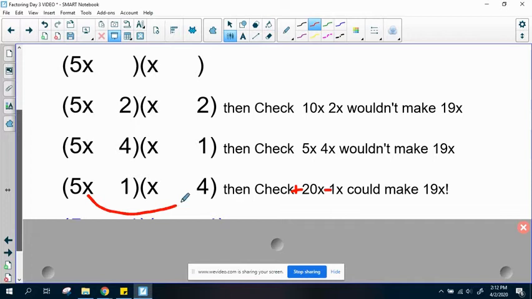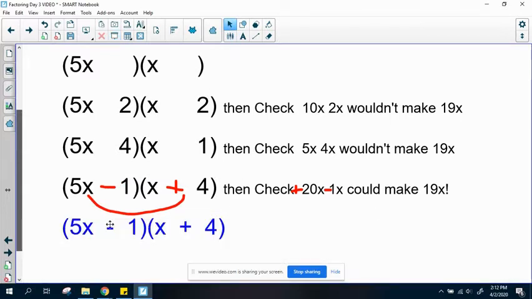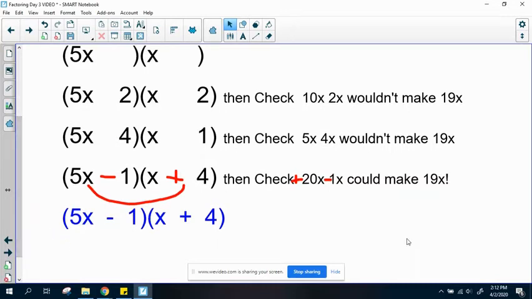20 came from 5 times 4. So this is where I'm going to put the plus, and this is where I'm going to put the minus. If you put it the other way, you would actually get a negative 19 instead of a positive. Okay, so that is the right answer, and I'm done.